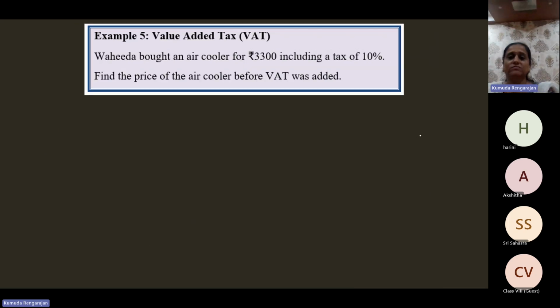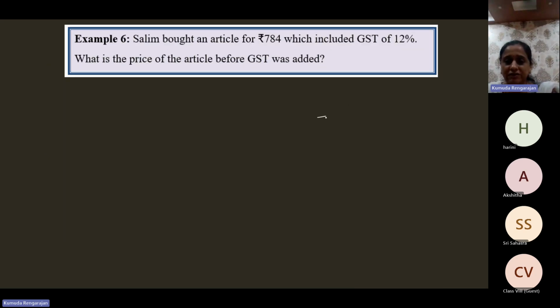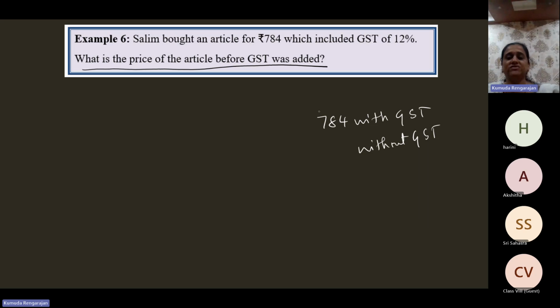In the same way, here 784 is with the GST. Then without GST, how much we have to find? That's what we have to find. What is the price of the article before GST? That is without GST. Before GST was added, meaning without GST. With GST is 784. What is the price without GST?